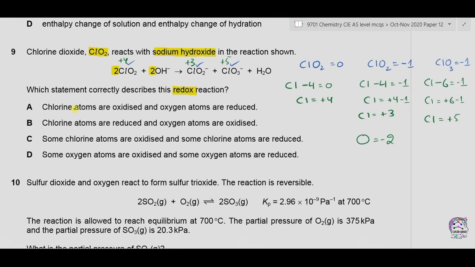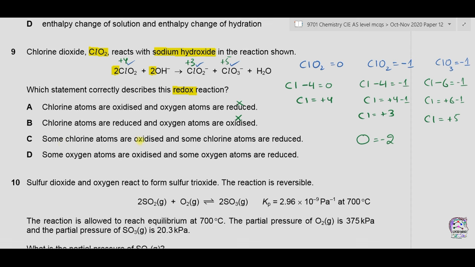Option A. Chlorine atoms are oxidized and oxygen atoms are reduced. As there is no change in the oxidation state of oxygen, this is wrong. B. Chlorine atoms are reduced and oxygen atoms are oxidized. Again, this is incorrect because there is no change in the oxidation state of oxygen.